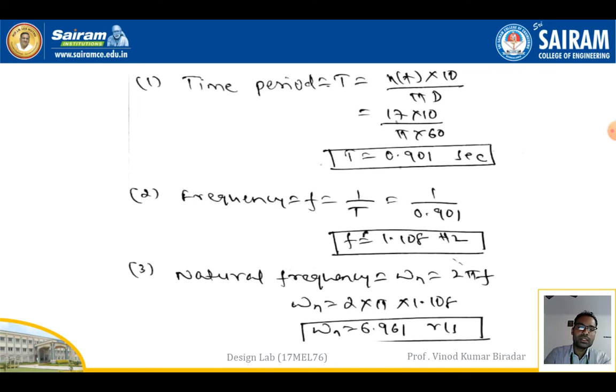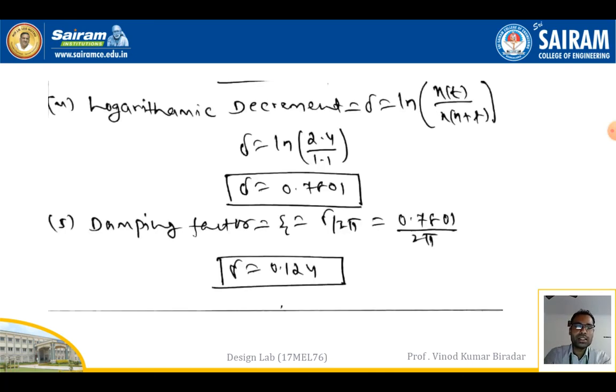I hope you understand. From the first four experiments, you have to remember these formulas. What do you mean by time period? What do you mean by frequency? What do you mean by natural frequency? What do you mean by logarithmic decrement? What do you mean by damping factor? If you remember these formulas, it is very simple to do the calculation for this universal vibration apparatus experiment. I hope you understand this second experiment.